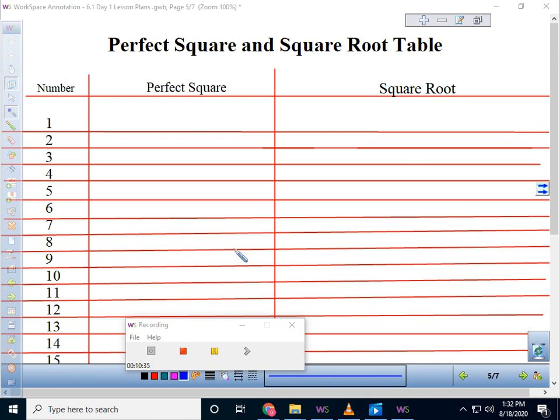So I'm going to pause the video right now, and I want you to pause the video, and go ahead and make this table: 1 to 25, number, perfect square, and square root. And at the top, you're going to label this as "perfect square and square root table." Okay? So I'm going to pause the video and let you go ahead and make the table.